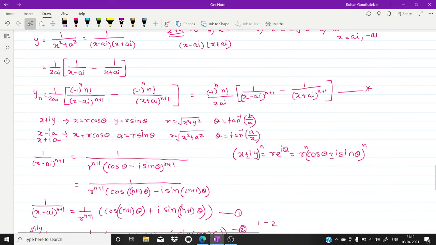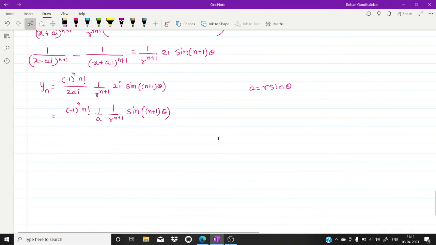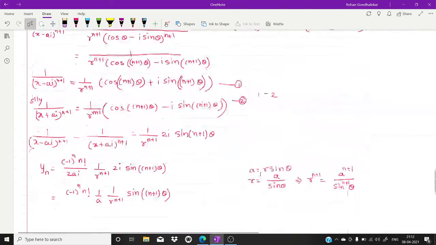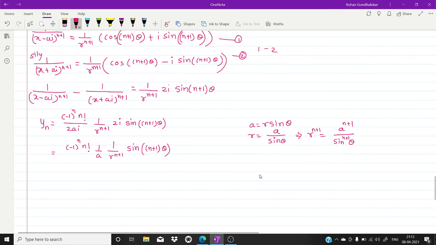See this. We have a is equal to r sin theta. From that statement, one can write r is equal to a upon sin theta. Therefore, r raised to n plus 1 will be a raised to n plus 1 upon sin raised to n plus 1 theta. See the term sin raised to n plus 1 theta. Am I getting that? Yes, correct. So we are on the right track. And this implies 1 upon r raised to n plus 1 would be sin raised to n plus 1 theta upon a raised to n plus 1.